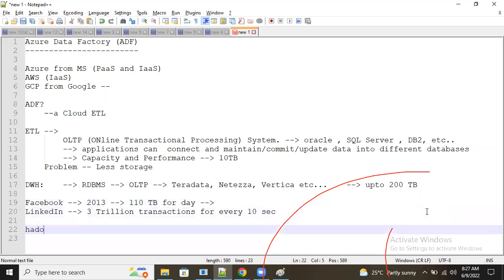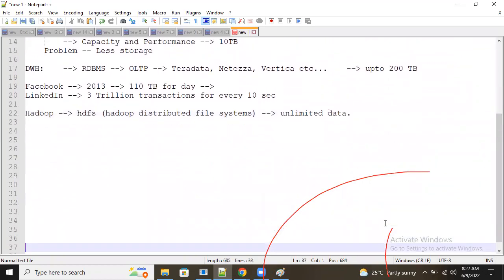Right. Hadoop. What is this Hadoop? Big data came into the picture in the year 2011. I started teaching MSBI in the year 2010, again in July. Here we have a system called HDFS, Hadoop Distributed File System, where it can store unlimited data.